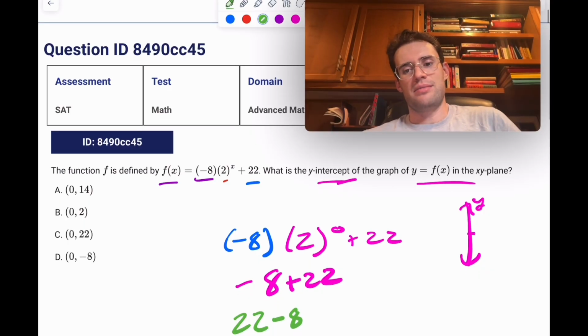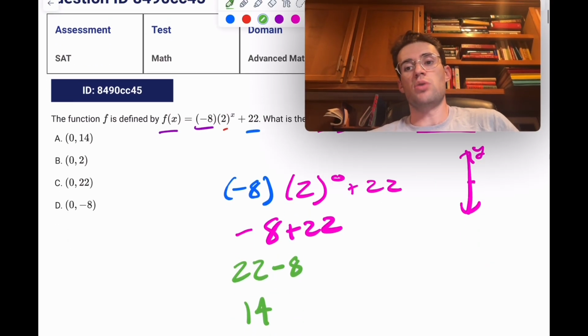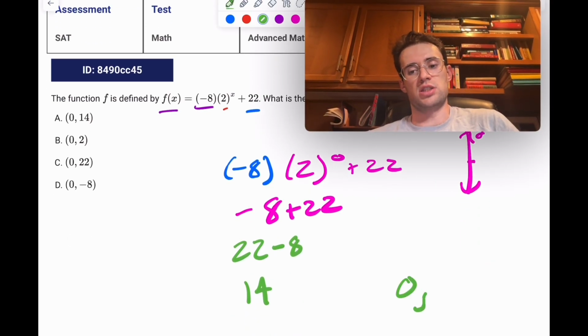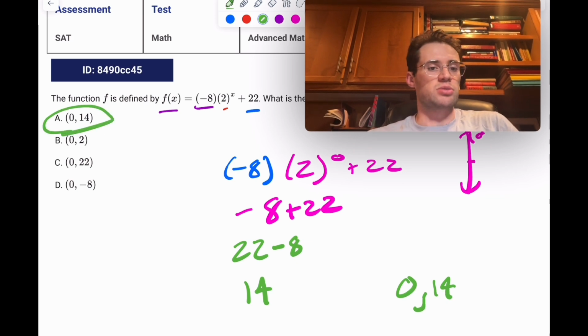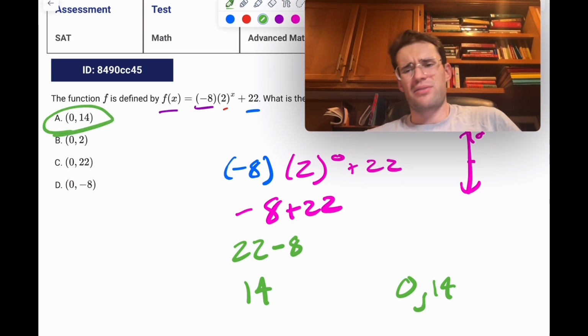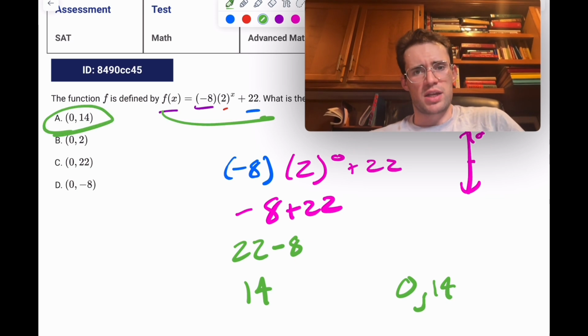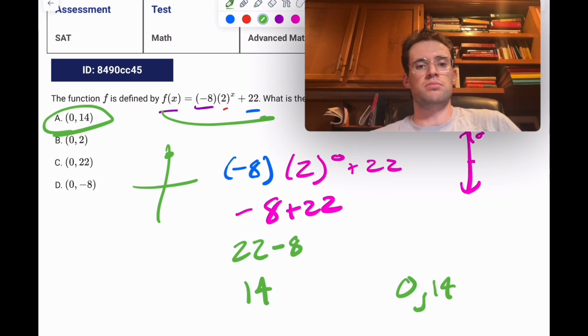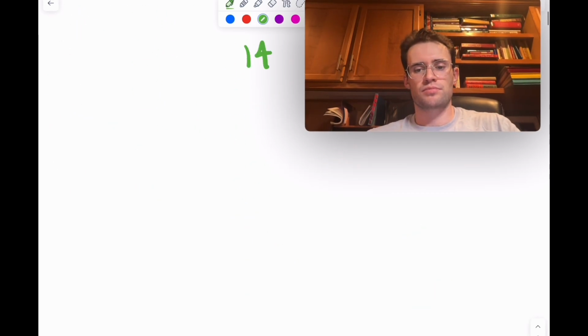I guess any y-intercept will have a 0 for the x value. So we write it as 0, 14, which is option A. Right? I'm not even going to show how to type that in Desmos, but you just type this exactly like that, or y equals, just see where does it cross the y-axis, and it would be at this point 0, 14. Right? And then you're good.